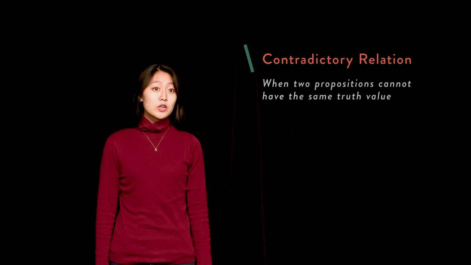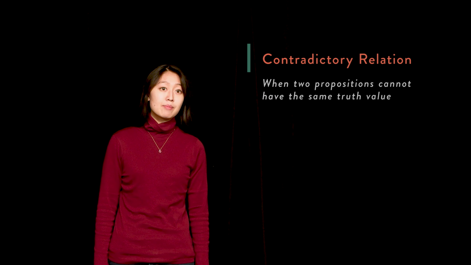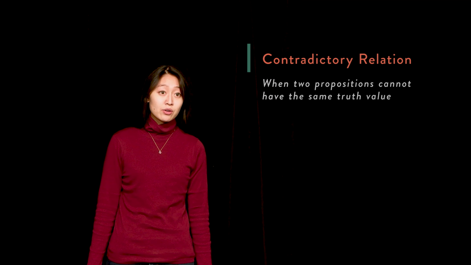Learned about the 4 different types of propositions. Now we will get to observe some interesting logical relations that exist among them. The relations are as follows. First, contradictory relation, when the truth of one proposition implies the falsity of the other, and vice versa, meaning that 2 propositions can never have the same truth value.